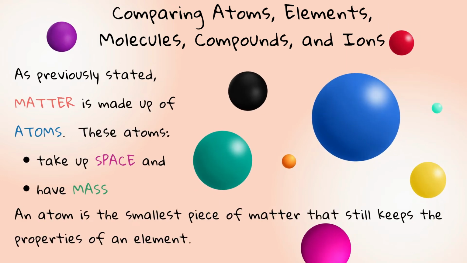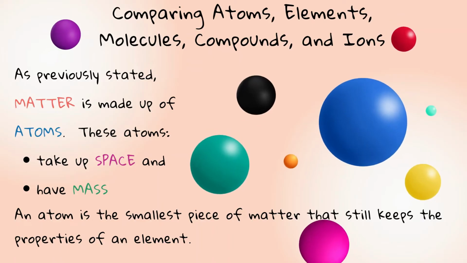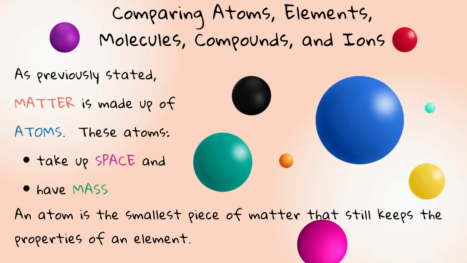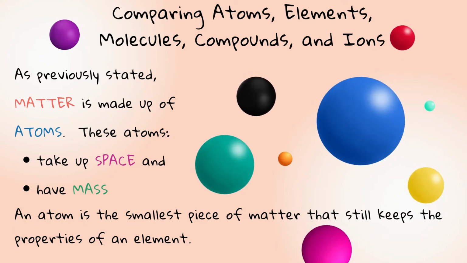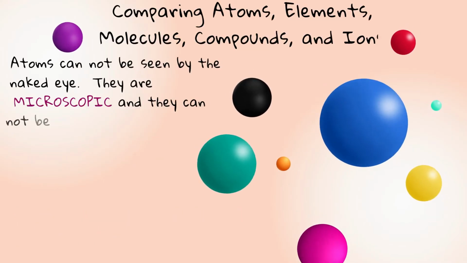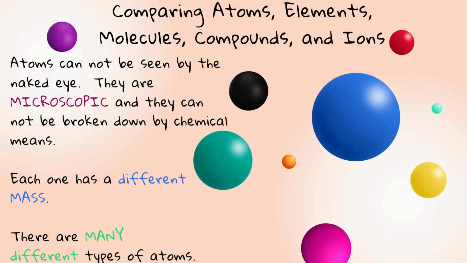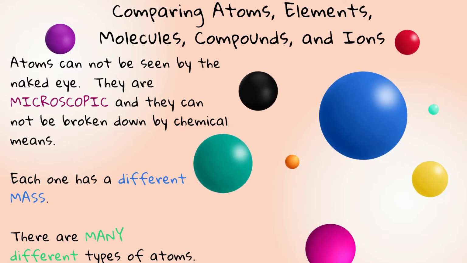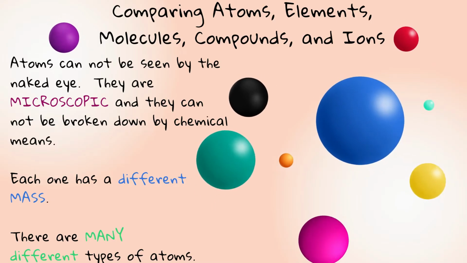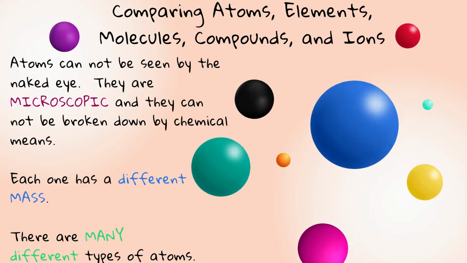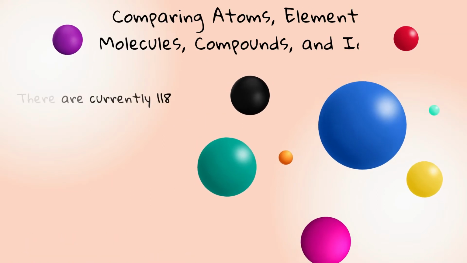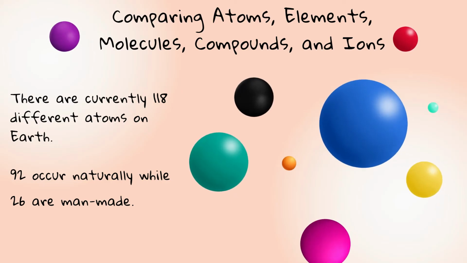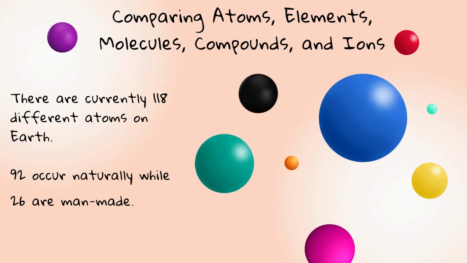As previously stated, matter is made up of atoms. These atoms take up space and have mass. An atom is the smallest piece of matter that still keeps the properties of an element. Atoms cannot be seen by the naked eye. They are microscopic and they cannot be broken down by chemical means. Each one has a different mass. There are many different types of atoms. There are currently 118 different atoms on Earth. 92 occur naturally while 26 are man-made.